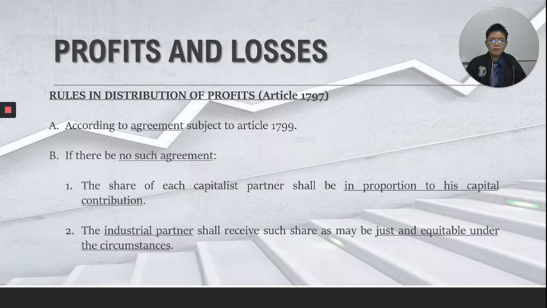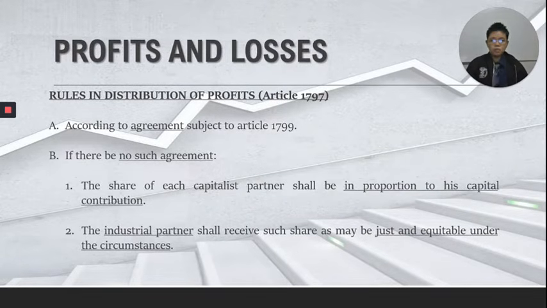So, yun muna ay ibibigay sa kanya. So, yun ang kanyang share. First, yun muna ang isettle. Pagka-settle noong just and equitable share ng industrial partner, yung 80,000 will be distributed to the capitalist partners in proportion to the capital contribution. So, yun ang kailangan nating tandaan in 1797.